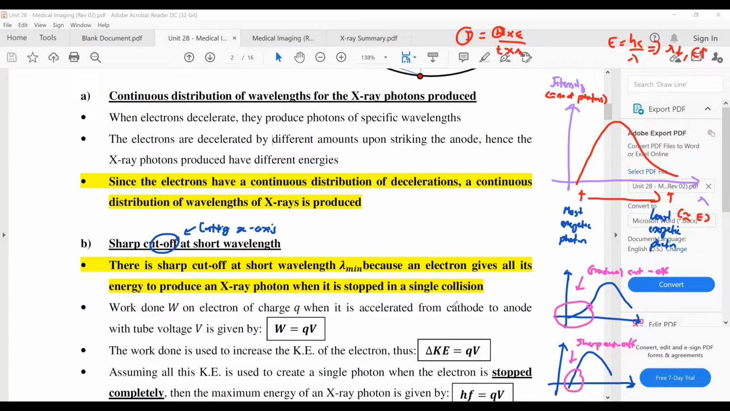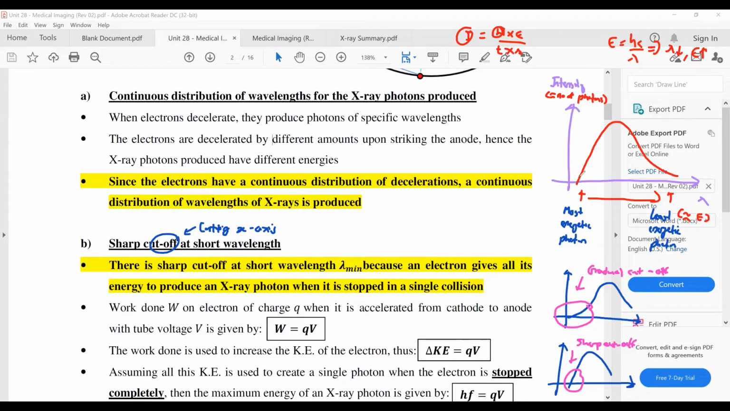It's because an electron will give out all its energy to produce an X-ray photon when stopped in a single collision here. Okay, that's what the sharp cutoff means. It suddenly just stops. There's suddenly a stop in the wavelength. Another way to look at it is this.